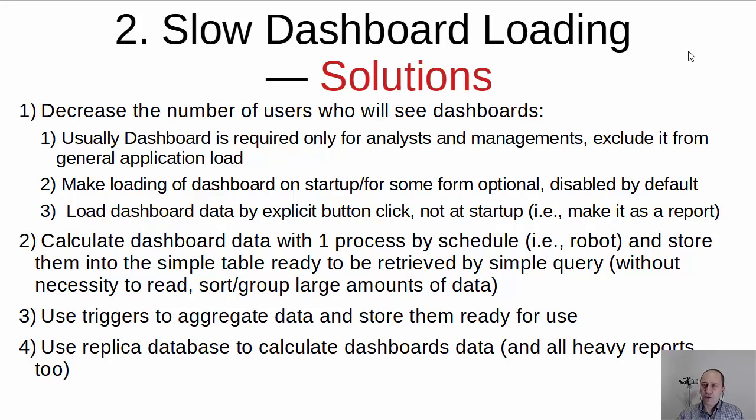The first one, of course, is to just decrease the number of users who will see the dashboards. You can implement some kind of flag, show or not show dashboard, and by default disable it. If a user really wants to see the dashboard, he will enable it. Also, it probably makes sense to restrict it to high management and business analysts, or to people who are really interested in the numbers, because the normal accountant is just not interested in seeing the numbers. So it is really easy to fix.